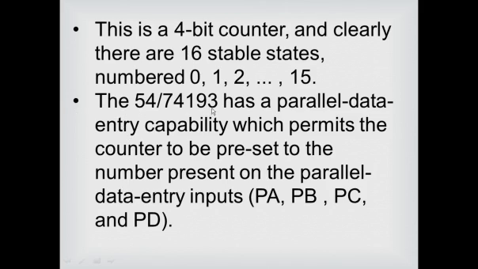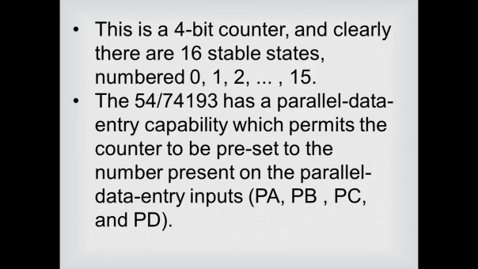The 74193 has a parallel data entry capability which permits the counter to be preset to any number present on the parallel data entry inputs PA, PB, PC and PD. That means you can modify this counter. This counter is normally a natural counter of modulus 16. But using this parallel data entry and the data inputs PA, PB, PC and PD, you can start this counter from any count from 0 to 15. It is not necessary to always start from 0.